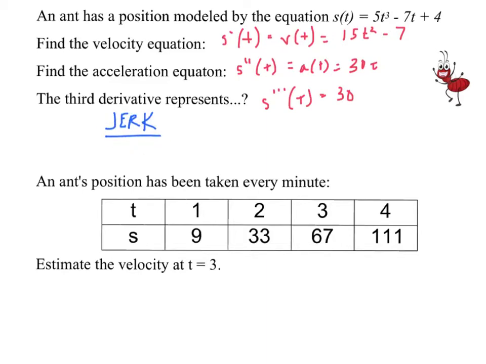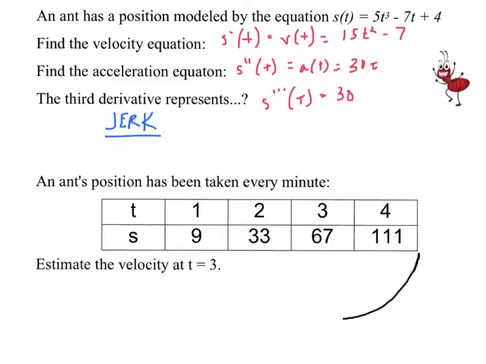Next, an ant's position's been taken every minute. Estimate the velocity at time 3. Well, the basic idea here, if I can just draw a quick graph, because we don't actually know what the ant's graph looks like. We only know these kind of benchmark values, that at time 1 it's 9 inches away, at time 2 it's 33 inches, and so on.